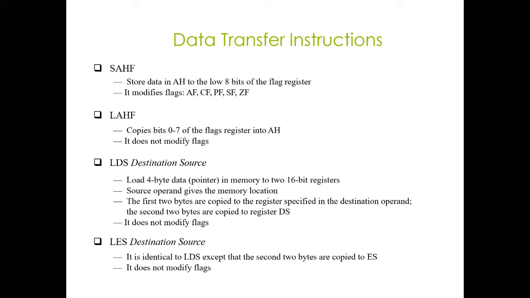Next are again the data transfer instructions, the first of which is SAHF. It stores the data in AH to the low 8 bits of the flag register. It modifies flags AF, CF, PF, SF, ZF. This instruction stores the contents of the AH register into the low order bits of the flag register.